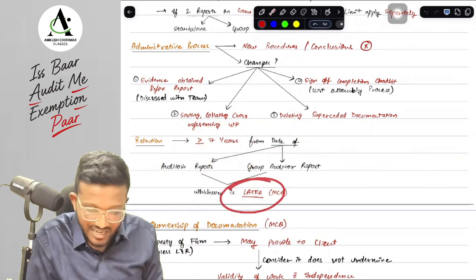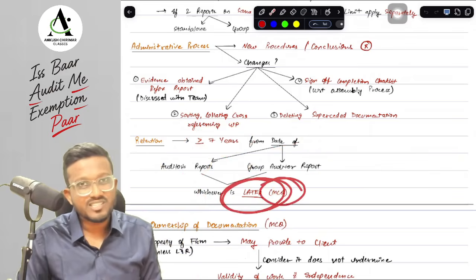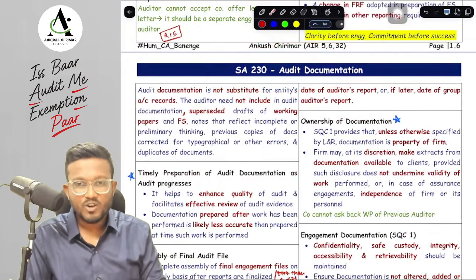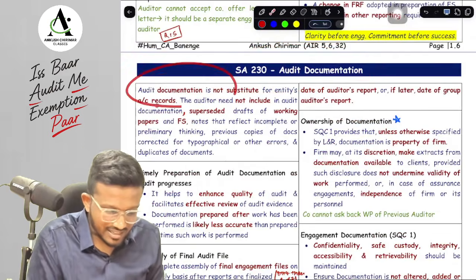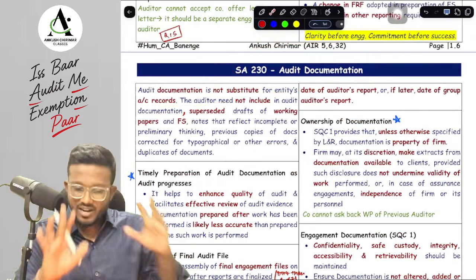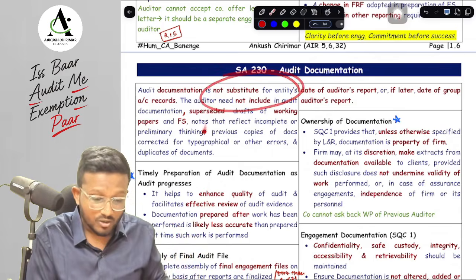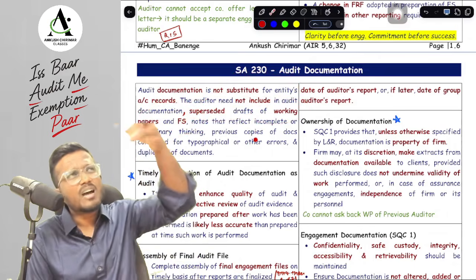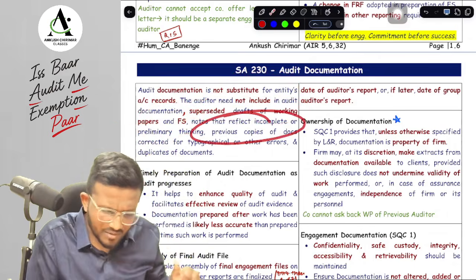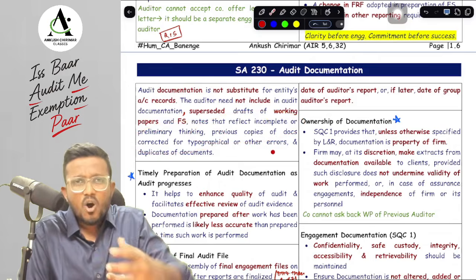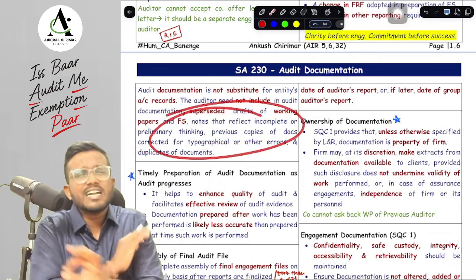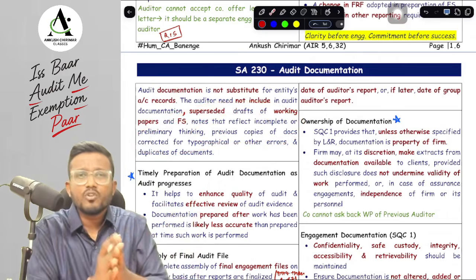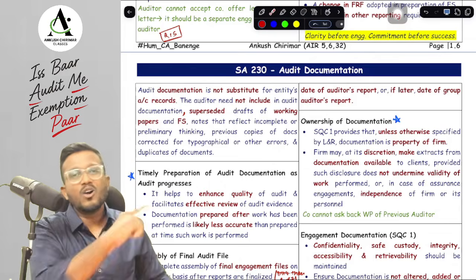Okay, yes sir, whichever later date we have to choose, and this is in your MCQ as well. Okay, yes sir, let's discuss it from the concept book. We are discussing SA 230 audit documentation. They are saying that the audit documentation is not a substitute for your entity's accounting record. We do not include any superseded draft of any working paper of financial statements, any notes that reflect our preliminary or incomplete thinking, any previous copy of any documents which have been corrected, or any duplicate of the documents. We just have to keep one copy of the final version of all the documents.